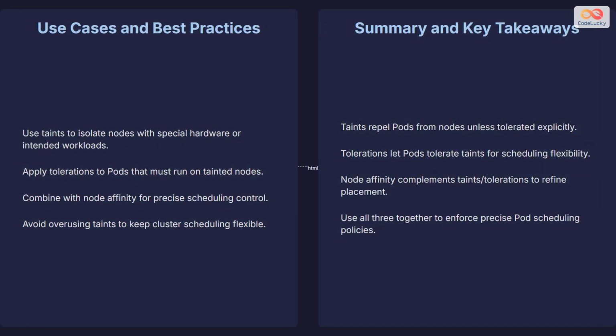Use taints to isolate nodes that have special hardware or are dedicated to specific workloads. Apply tolerations to pods that need to run on these special nodes. Combine taints and tolerations with node affinity for precise scheduling control. Avoid overusing taints as this can reduce scheduling flexibility in the cluster.